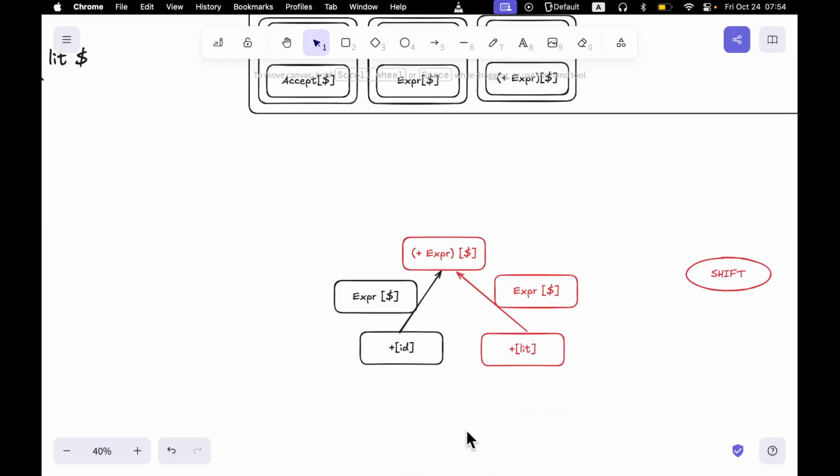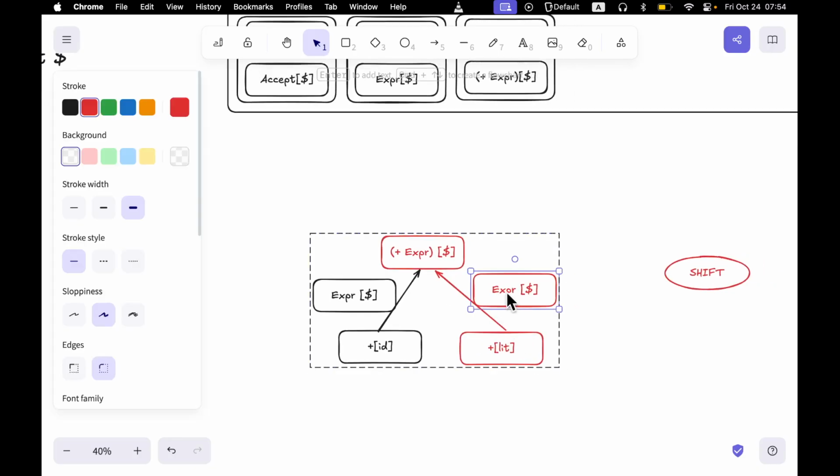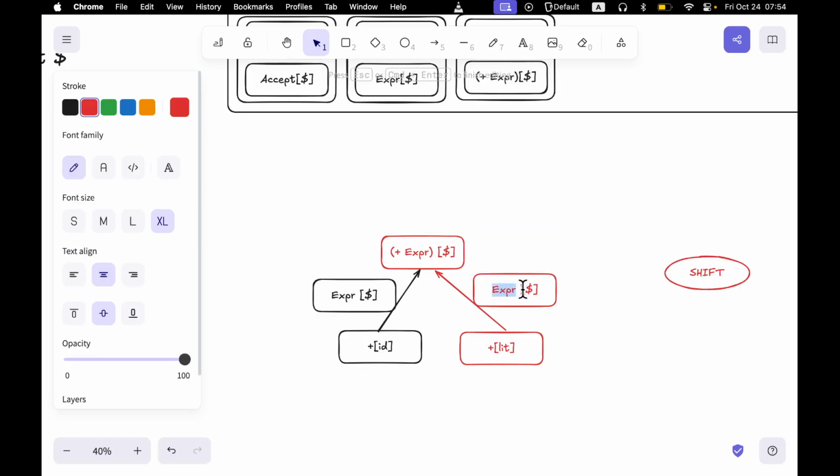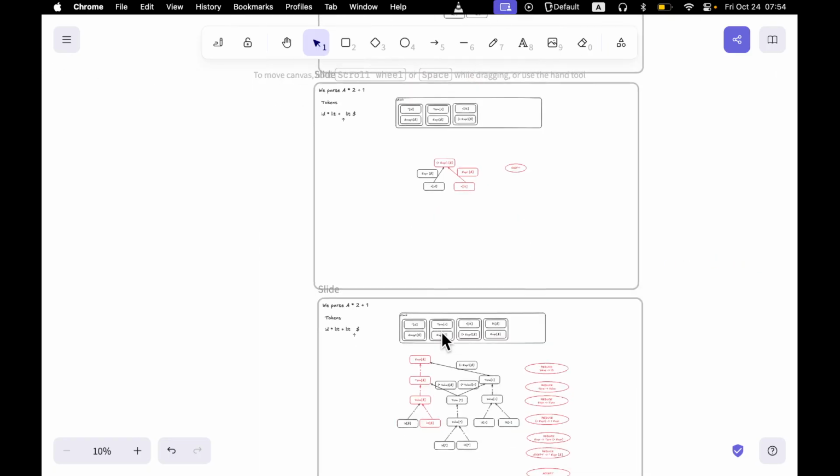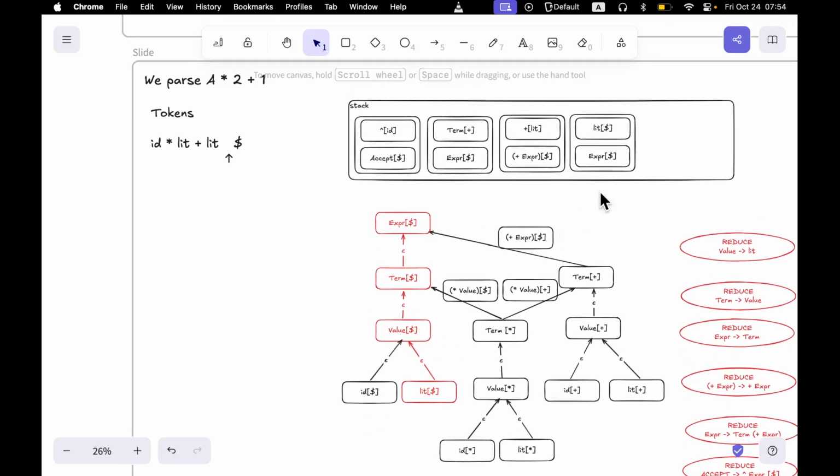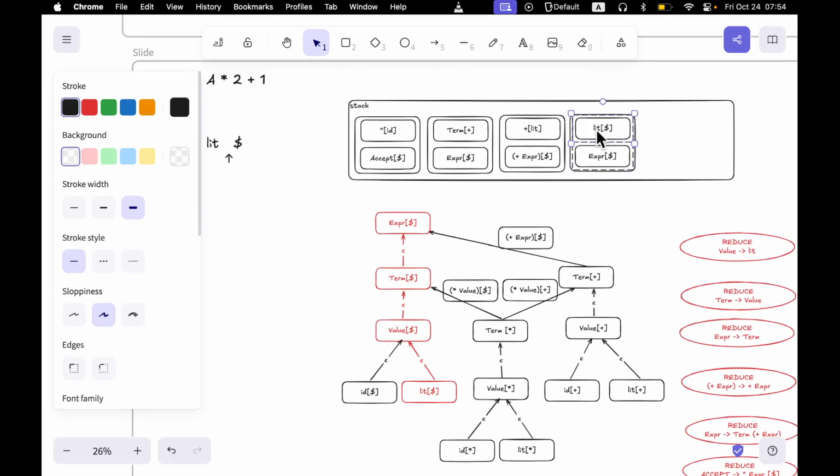We look at the graph. We have a path. We need another dependency, which is expression with the look ahead of dollar sign symbol. So we shift again. Okay, we shift again. This is the state that we shifted. This is the goal. We have a literal dollar, we want an expression dollar.